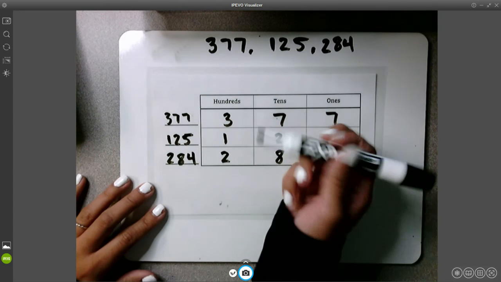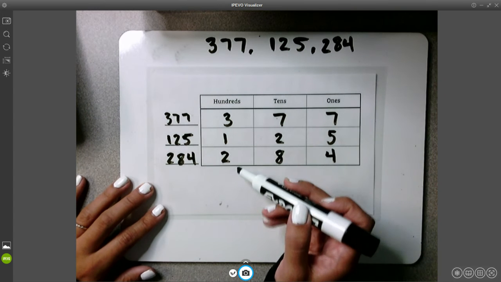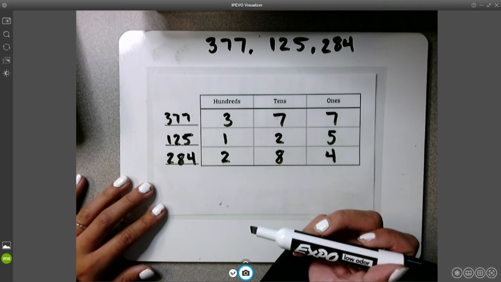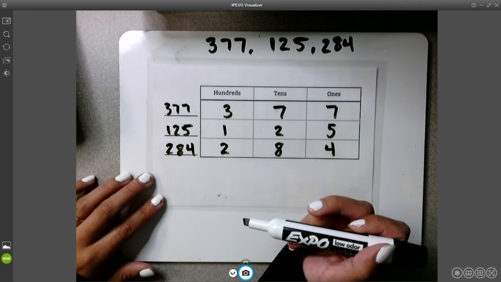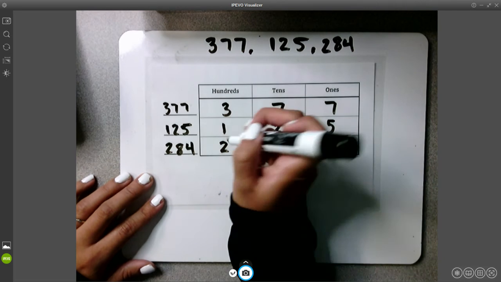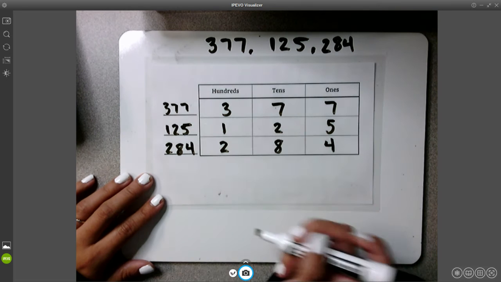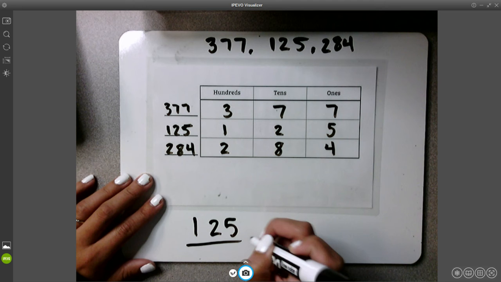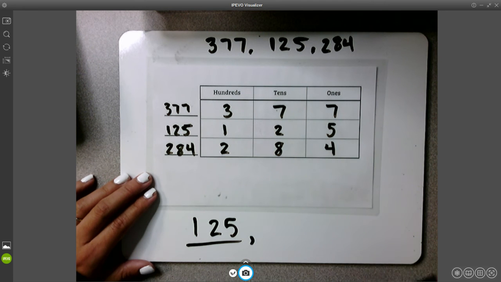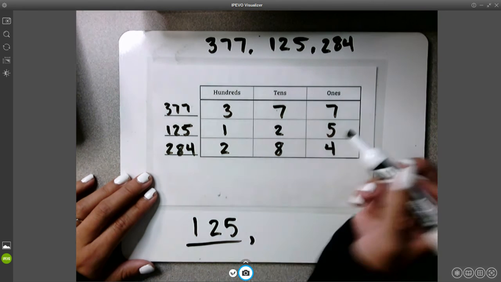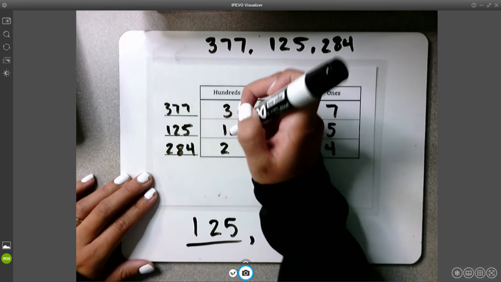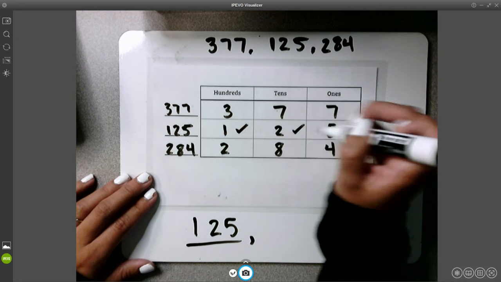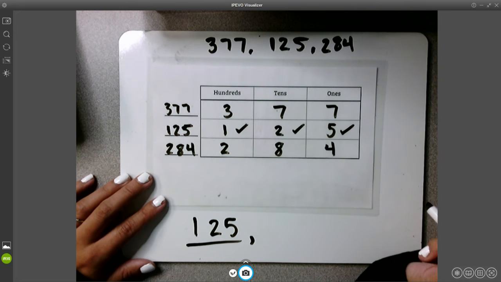All right. Now I'm going to look in my hundreds and compare the 300s I have. I have a 3, a 1, and a 2. Which one is smallest? My 1 is the smallest, so that one is going to be my first number. 125 is the very first number in order from least to greatest. So now I'm done here. If I can remember I'm done, that's great, but I'm going to check it off here so that I know not to look at it again.